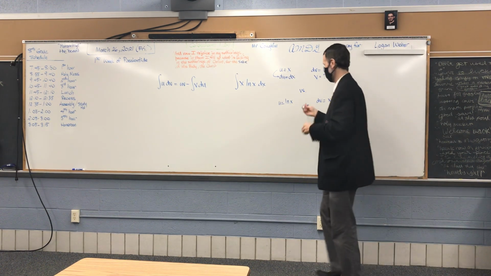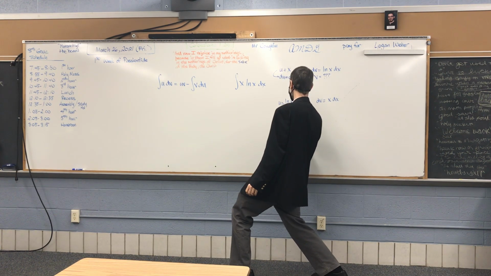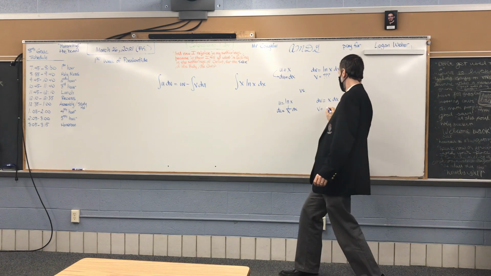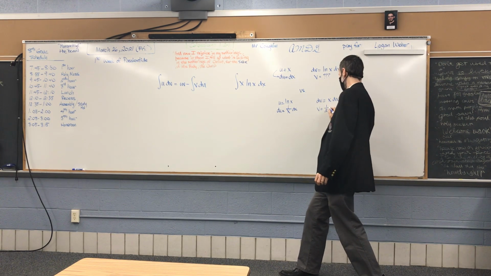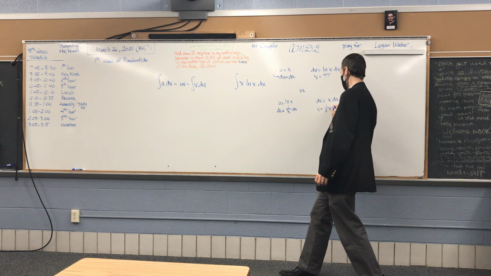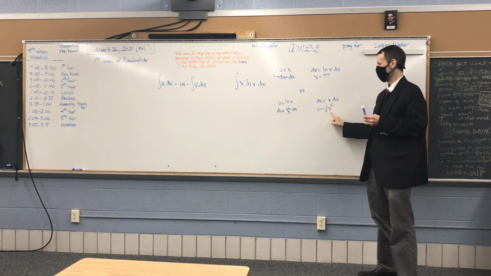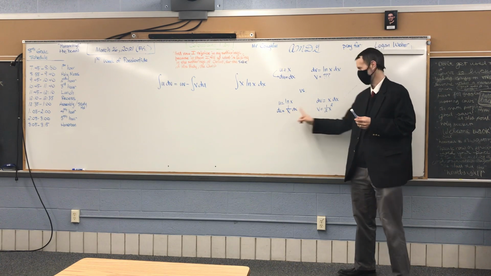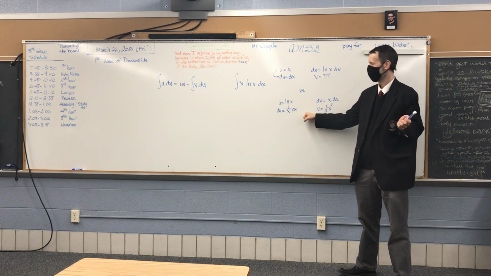Try the other way. What's du? 1 over x dx. And v is the antiderivative of x dx, which is 1/2 x squared. It looks like this is getting uglier, but the integral got a heck of a lot easier, and at least it's possible. So I'm gambling on this one. Let's try it.